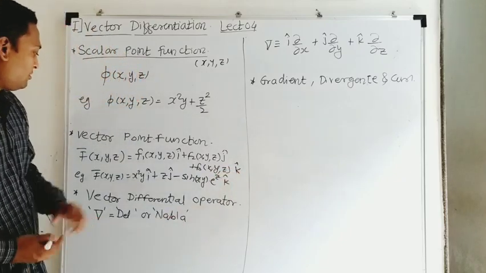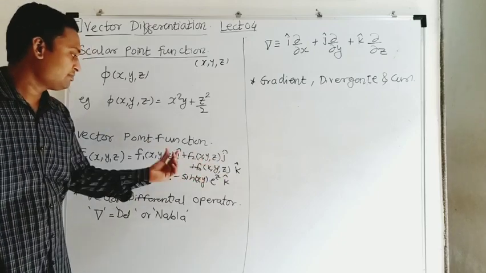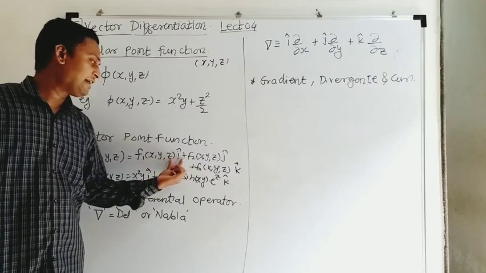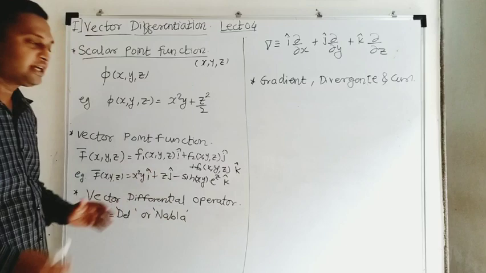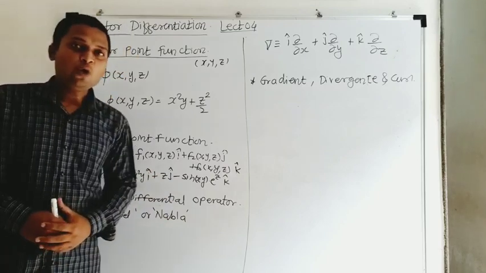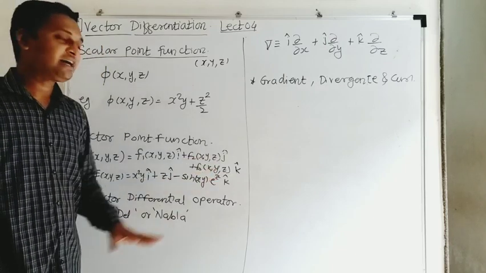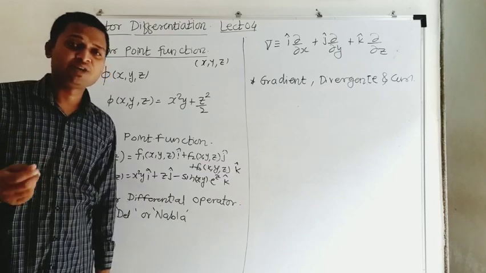On the right hand side we have three components, i, j, k components, which means we have three terms: in the first term we have i cap, in the second term j cap, and in the third term k cap. In their coefficients we have functions of x, y, z. Such types of functions are vector point functions. They are vector in nature, and the coefficients of i, j, k are functions of x, y, z instead of points.